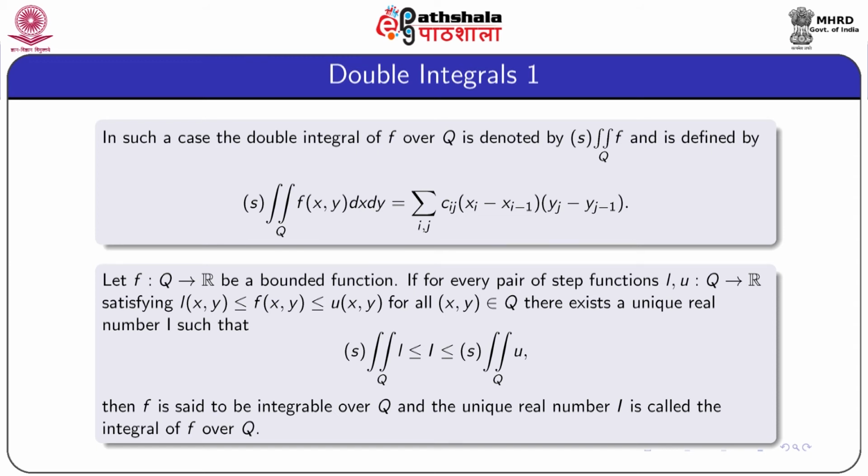Let f from Q to R be a bounded function. If for every pair of step functions L and U from Q to R satisfying L(x,y) ≤ f(x,y) ≤ U(x,y) for all (x,y) in Q, there exists a unique real number I such that the step integral of L over Q ≤ I ≤ the step integral of U over Q, then f is said to be integrable over Q and the unique real number I is called the integral of f over Q.